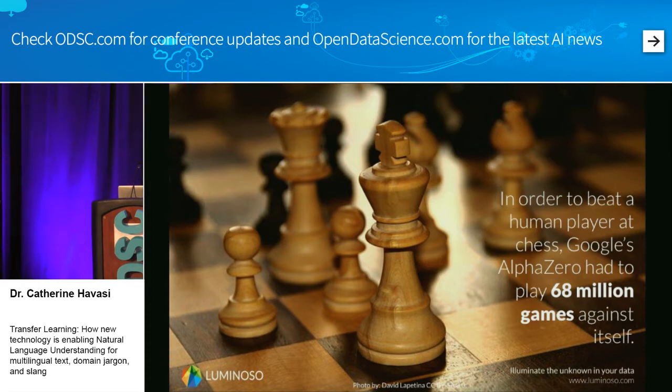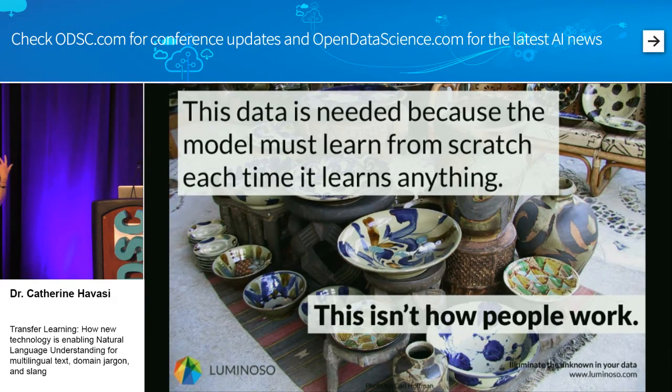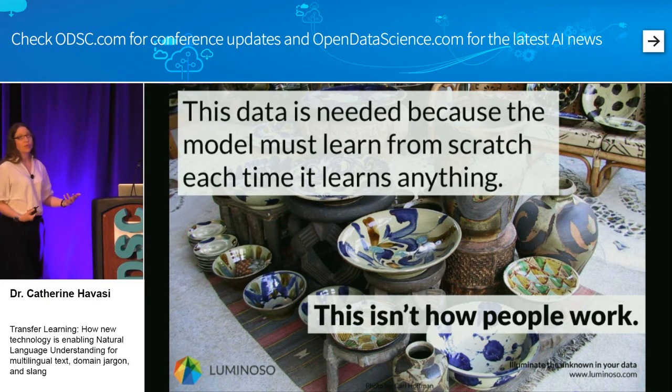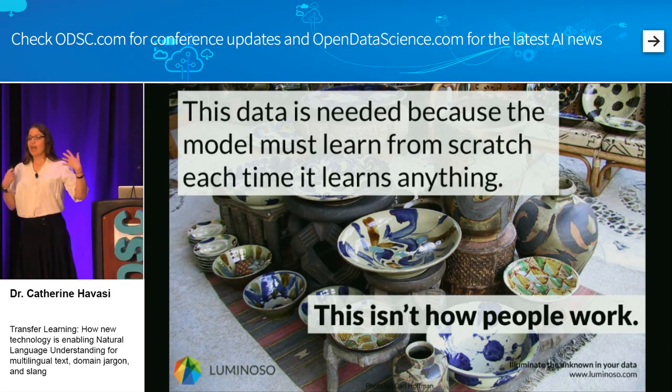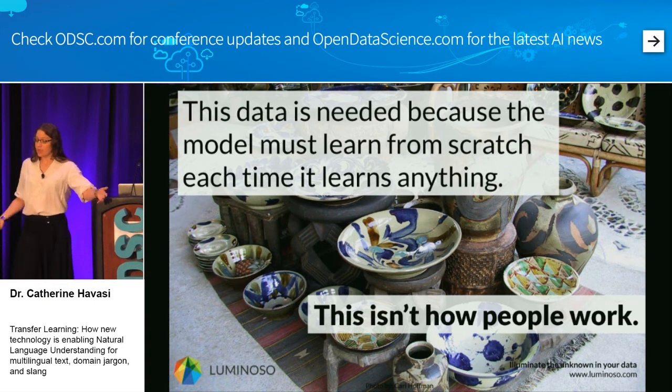In order to beat a human player at chess, AlphaZero really had to play itself about 68 million times. We'll get into why that's a problem for text. You can probably guess that's a lot of data that's not there. And the reason why that happens is because each time we really need to learn from scratch everything that we know before we do anything else. And that's really not how people work.